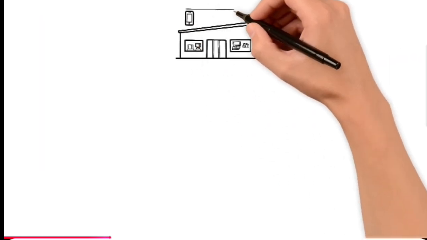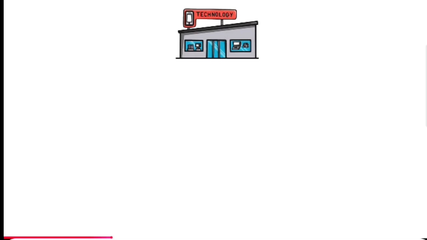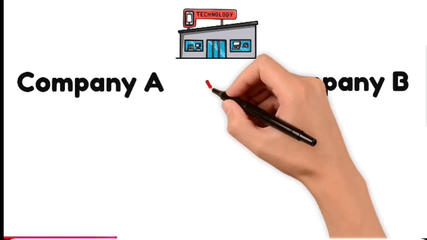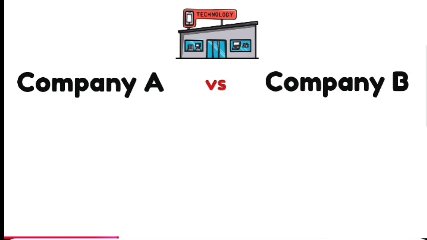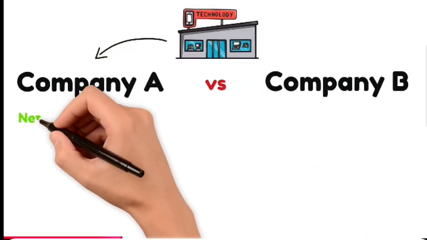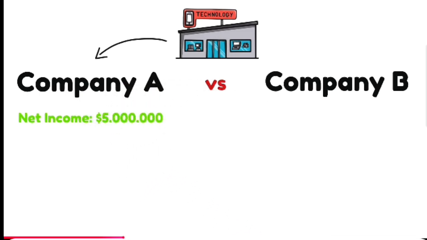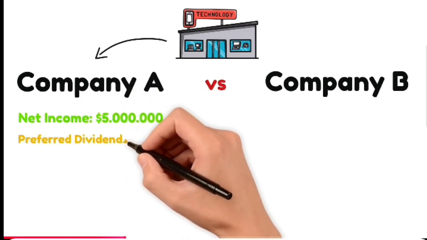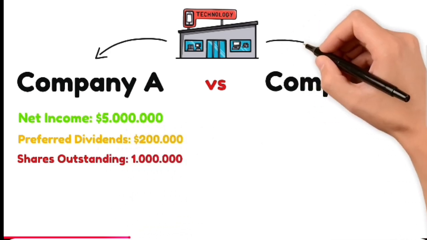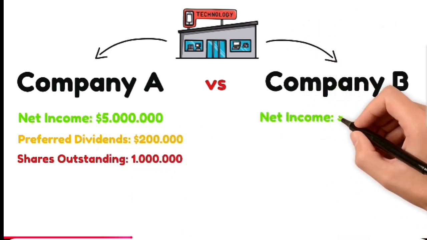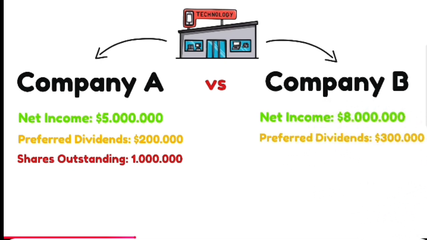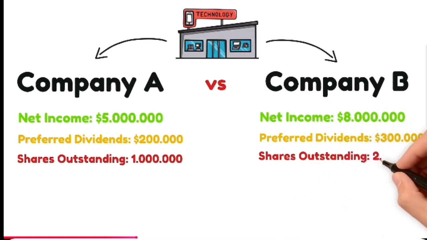That said, let's say we have two companies in the tech sector, Company A and Company B, and we want to calculate and compare their EPS to evaluate which one is more profitable for shareholders. Company A. Its net income is $5 million. Preferred dividends are $200,000. It has 1 million shares outstanding. Company B. Its net income is $8 million. Preferred dividends are $300,000. 2 million shares outstanding.